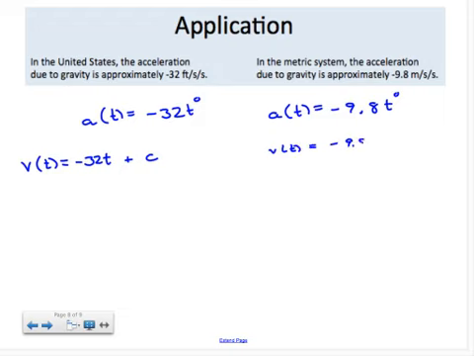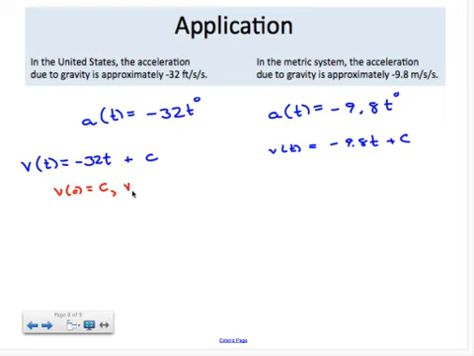-9.8t to the first plus a constant. Now, this constant has a special role. Notice that if you plug in 0 for t, I'll do that in red here, v of 0 would be equal to 0 plus c. So your c is really v of 0, and v of 0 in the physics world would be called the initial velocity.